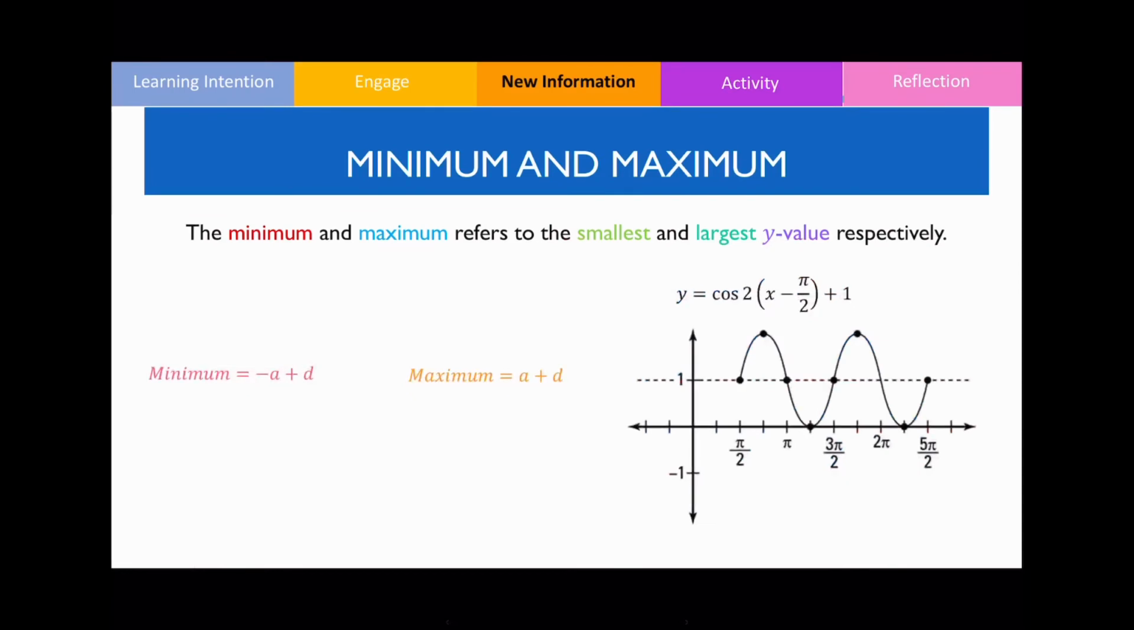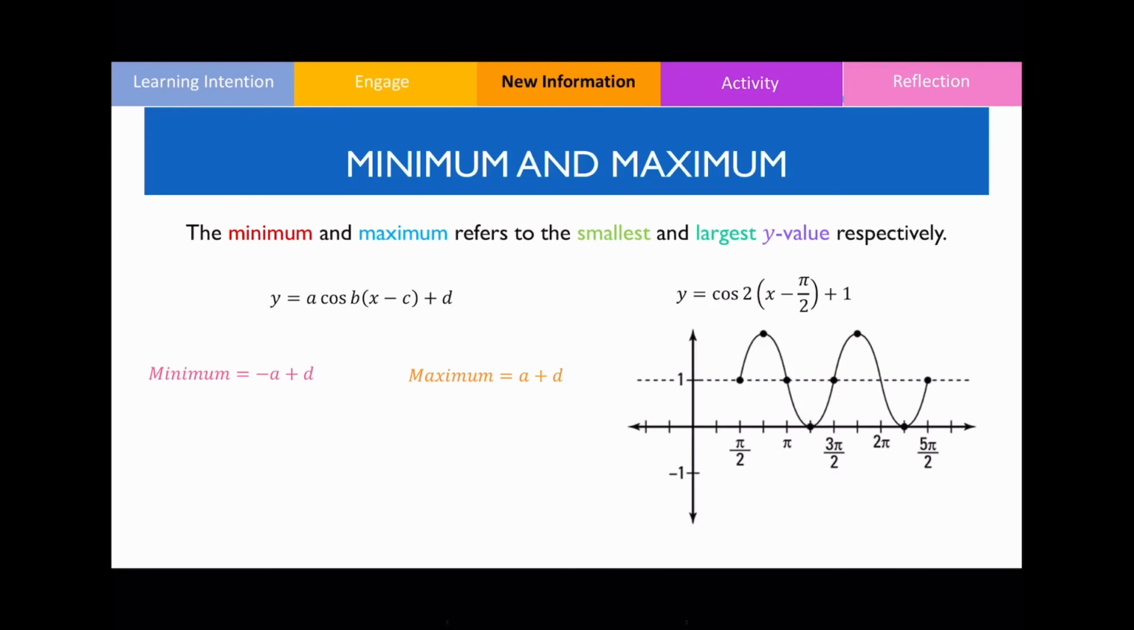So there is another way you can find out the minimum and maximum value if the graph is not actually given to you, okay? So this is the formula over here. Minimum is equal to the negative of the amplitude plus d, where d represents the vertical translation, and maximum is going to be equal to the positive amplitude plus the vertical translation.